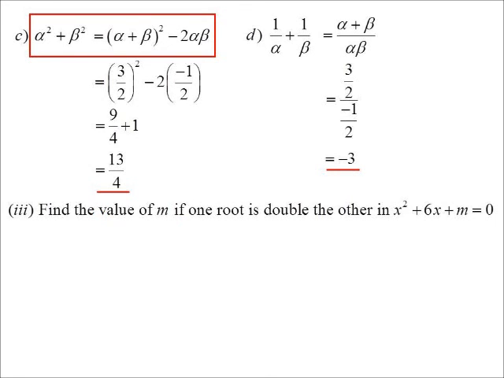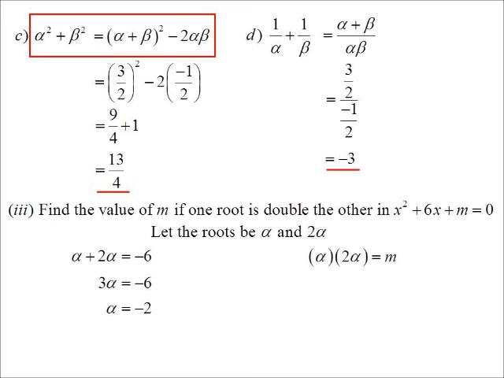Find the value of m if one root is double the other. So in this case, instead of calling the roots alpha and beta, I'm going to call them alpha and 2 alpha. One root is double the other. Now I should be able to set up some equations here so we can work out m. Over here it tells me alpha is negative 2, so it is still simultaneous equations. In this case I worked out alpha first to substitute over there. M is 2 alpha squared, and we get 8 as our answer.